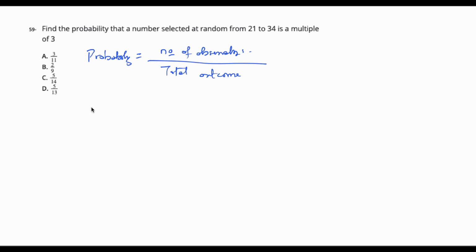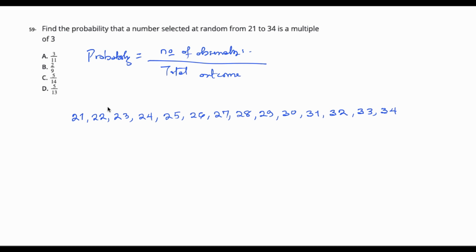So first, let's write out the numbers from 21 to 34. In total, from 21 to 34, we have 14 numbers. So here, the total outcome is equal to 14. Now we need to find the number of observations. And here, what we're observing are the multiples of 3. So how many multiples of 3 do we have here?